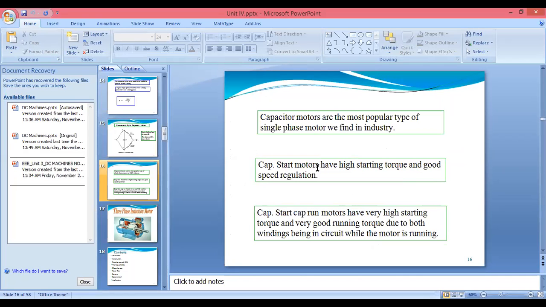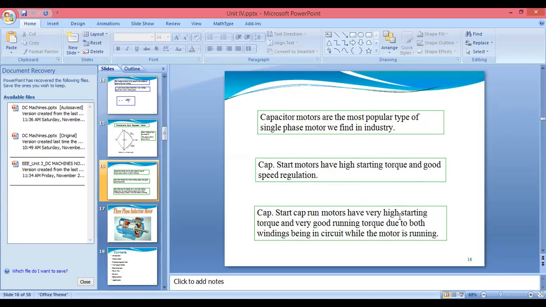So here we can say capacitor motors are the most popular type of single phase motor available in the industry. The capacitor start motor has good starting torque and very good speed regulation. After that, capacitor start capacitor run. That motor has a much higher starting torque as compared to the capacitor start motor, and it has very good running torque due to both windings being in the circuit while the motor is in the running condition.